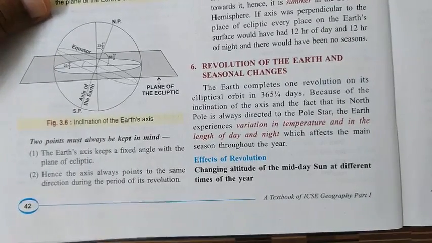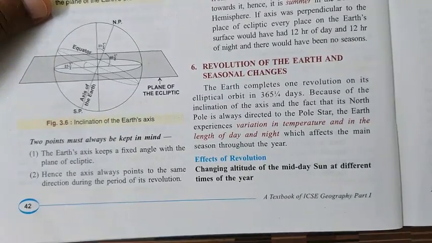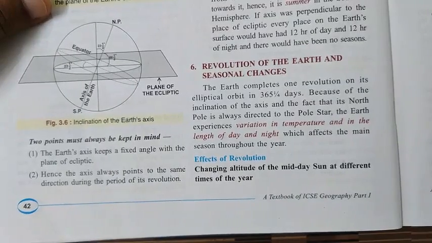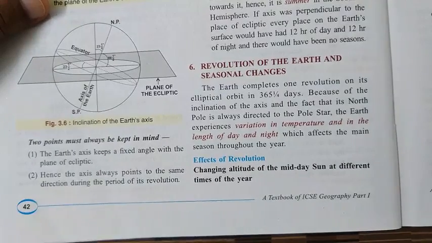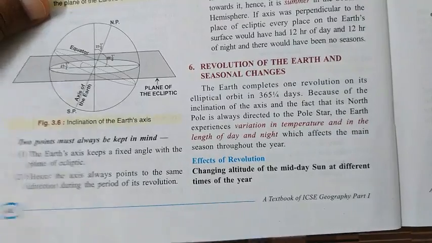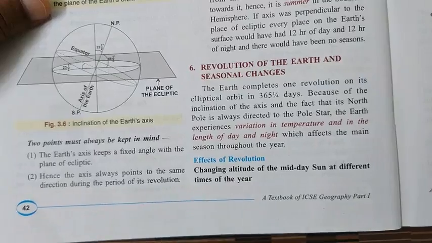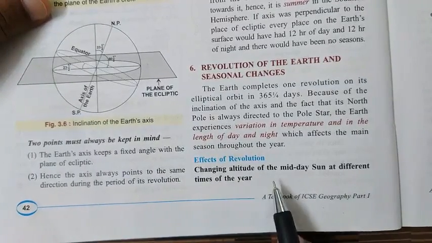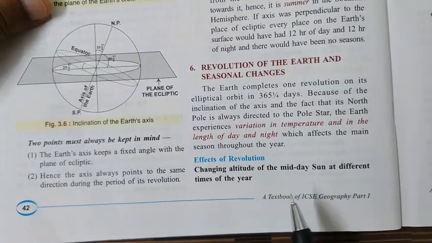But during the winter season, what happens? You will see the sun rays are falling at a different angle. It's not very vertical, and as the sun rays enter at a different angle, now it has to travel a long distance in the atmosphere. And you will see the changing altitude of the midday sun at different times. This is why the winter season is cold, because the angle of the sun gets changed.